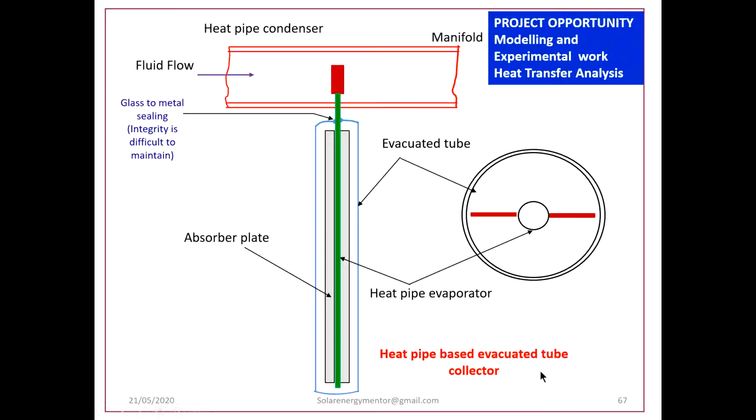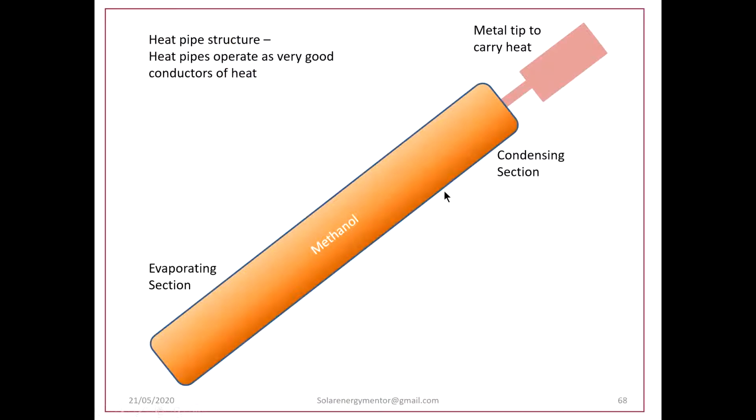The first of many types of evacuated tube collector is the heat pipe based evacuated tube collector. Before we learn about this, let us see what a heat pipe is. A heat pipe is basically a very good conductor of heat by way of heat transfer due to change in phase. It is nothing but a pipe, in which some fluid like methanol or toluene, a low boiling point fluid, is filled in, and the tube is sealed.